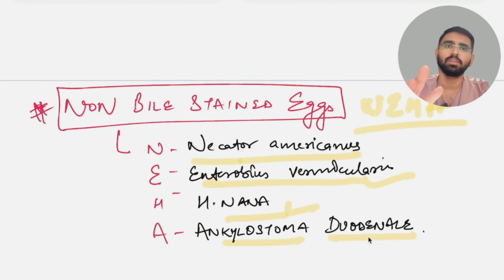I have told you 2 mnemonics: operculated eggs, STD, and non-bile-stained eggs, NEHA. STD stands for S for Spirometra, T for all trematodes except Schistosoma, and D for Diphyllobothrium latum. And non-bile-stained eggs, NEHA, N for Necator americanus, E for Enterobius vermicularis, H. nana, and Ancylostoma duodenale. I hope you all like the video, and please revise these parasitology eggs, as there is always some image-based question in NEET PG, identifying the egg feature.